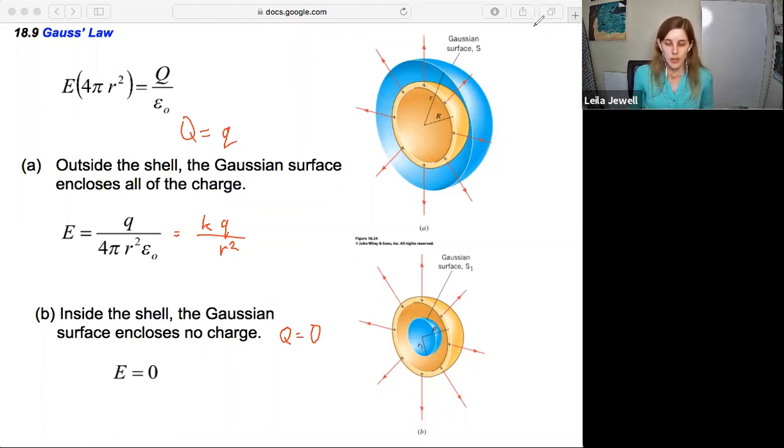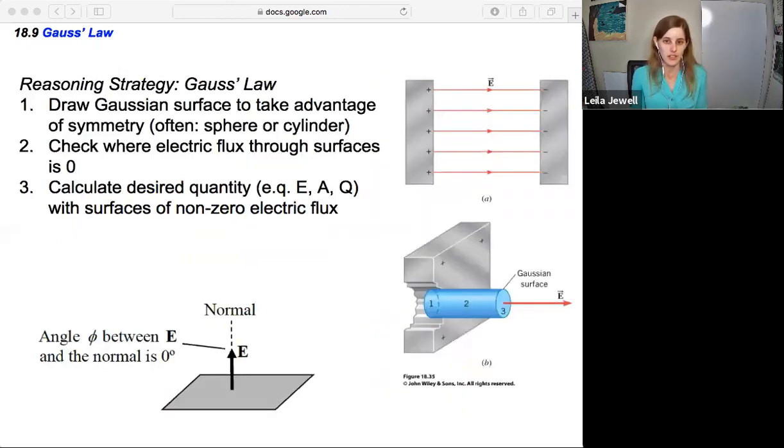One more thing to wrap this up is, how do we use Gauss's law? A reasoning strategy here. So first off, we're going to usually draw the Gaussian surface to take advantage of the symmetry, which in most cases will either be a sphere or a cylinder. So if you have a point charge, you're going to draw a sphere. We use the cylinder if we have a parallel plate capacitor, because then we can put the circular side of one end of the cylinder in one of the plates.